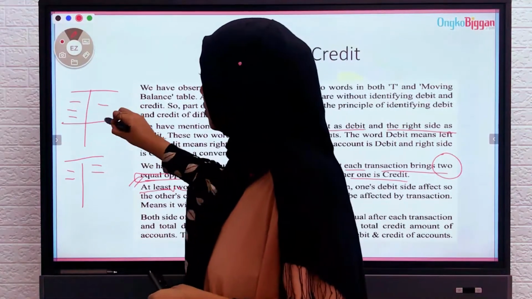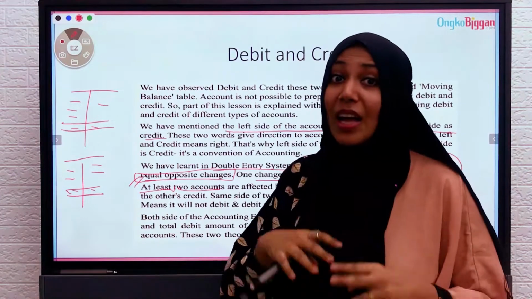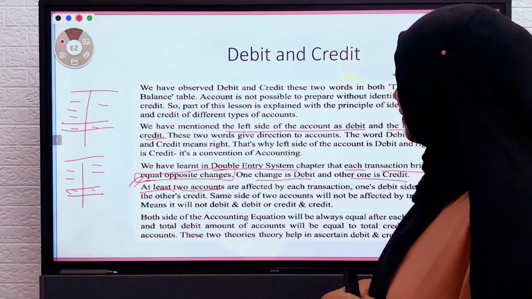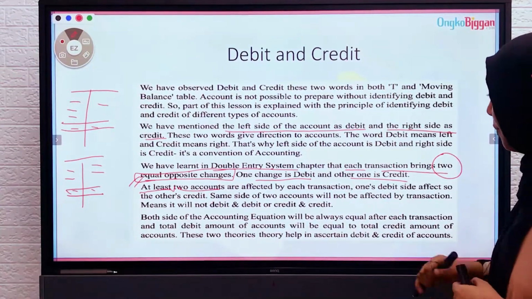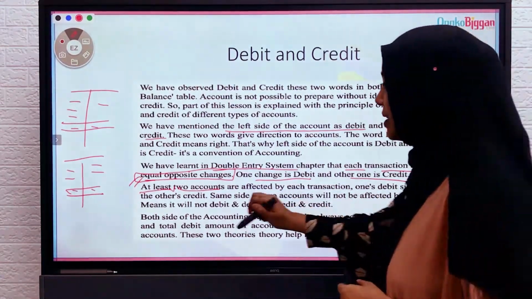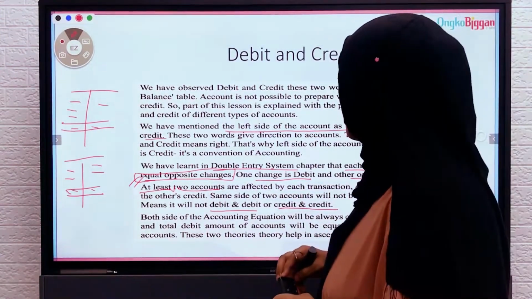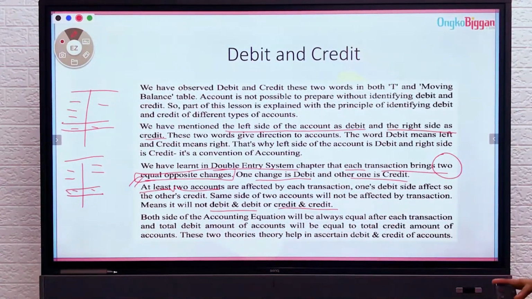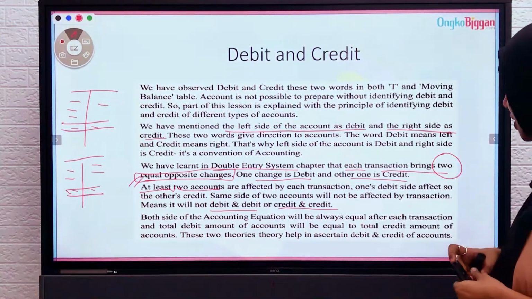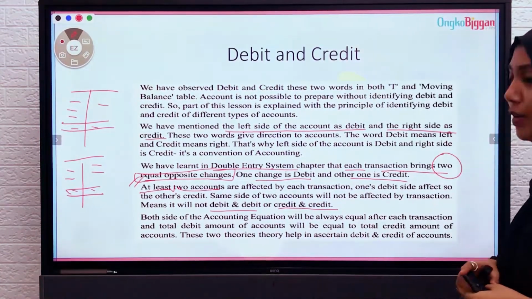But the amount, as I told you, would be equal. The amount will be the same. How? Later we will understand. Another important thing: two accounts on the same side will not be affected by a transaction. It will not be debit and debit or credit and credit. Both sides of the accounting equation will always be equal after each transaction, and the total debit amount will be equal to the total credit amount of accounts. These two principles help in ascertaining debit and credit of accounts.